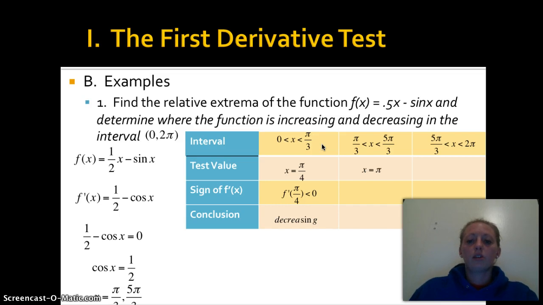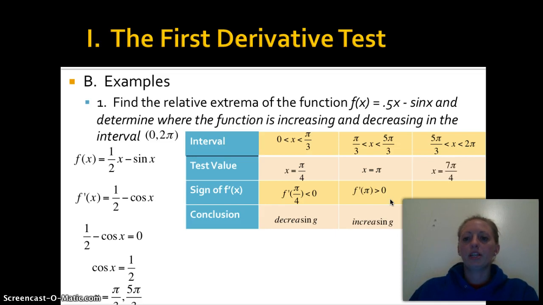Okay, and the next one, a number between pi over 3 and 5 pi over 3 is pi. I plug pi into my first derivative, which gives me 1/2 minus negative 1. So minus a negative is positive, meaning the derivative of f at pi is greater than 0, meaning it's increasing.